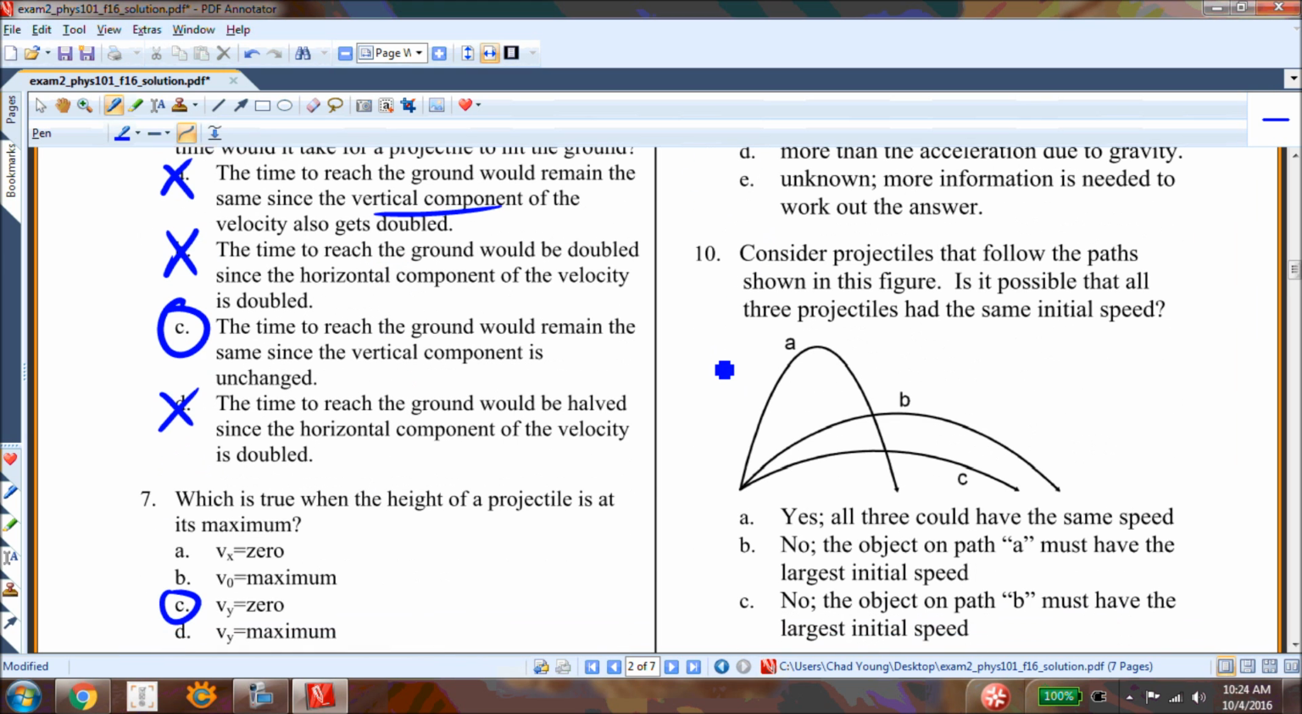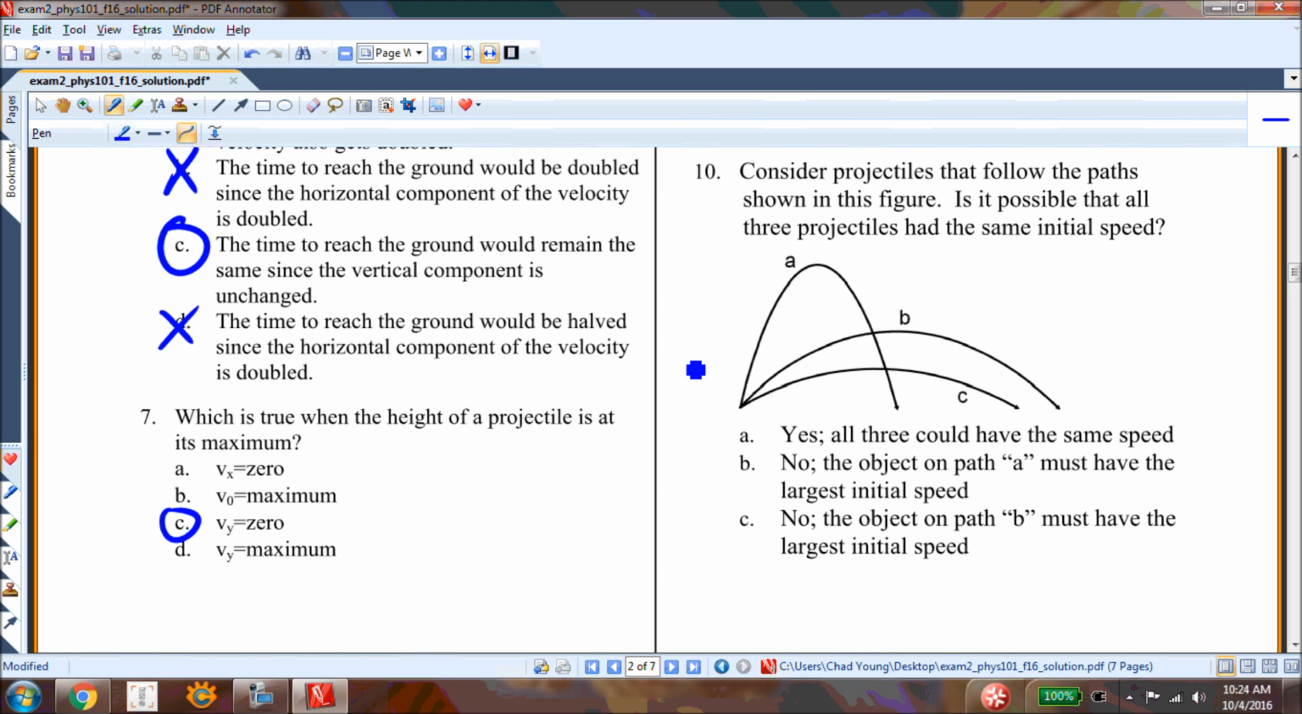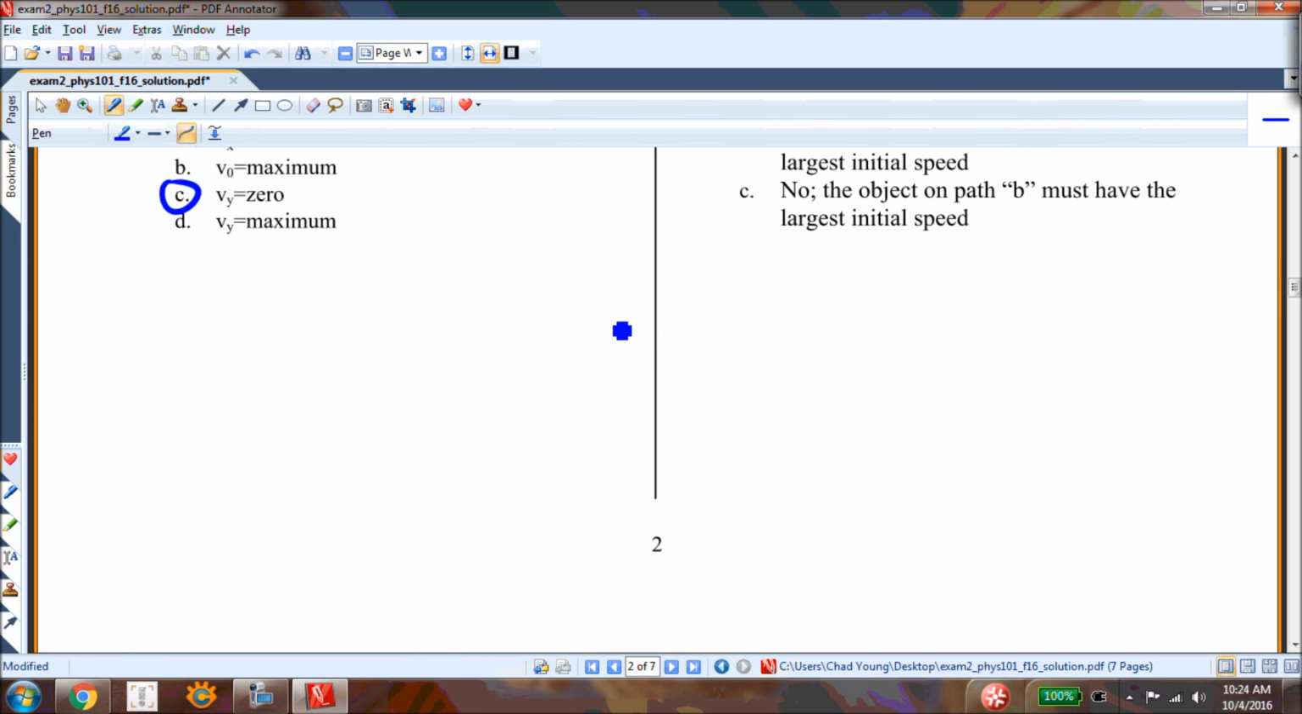Consider projectiles that follow the path shown in this figure. Is it possible that all had the same initial speed? Yes, it is possible. They could all have had the same speed. It's just they would have had different angles. So for example, this one might have been 60, this one might have been 45, and this one might have been 30 degrees. But they could all have the same initial speed.